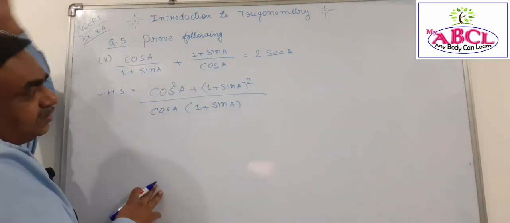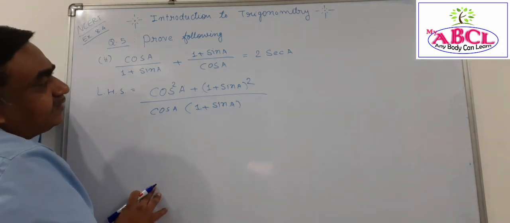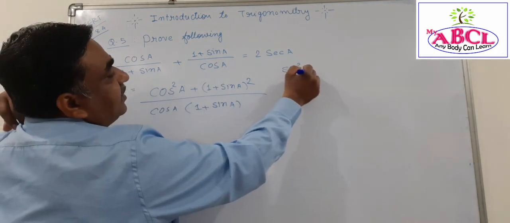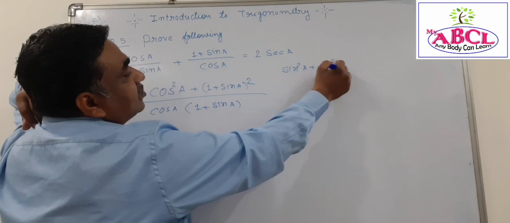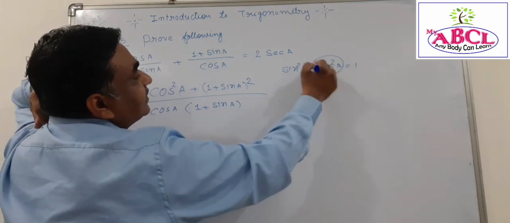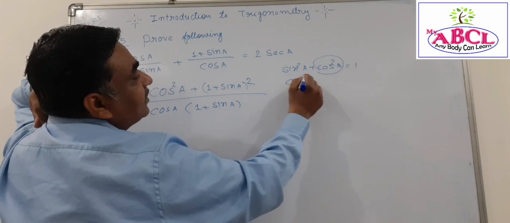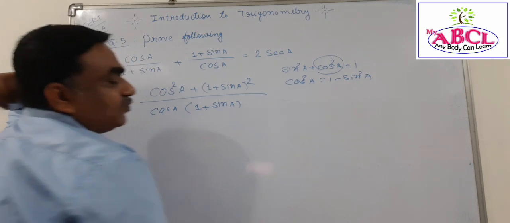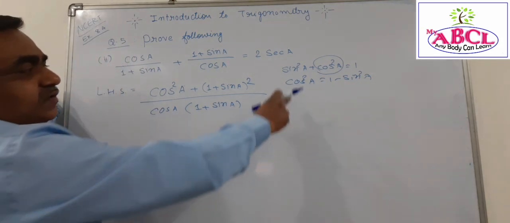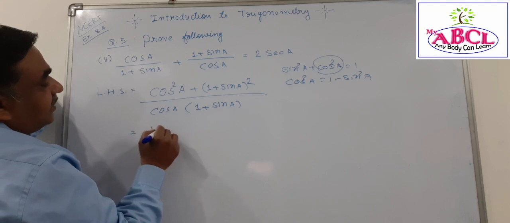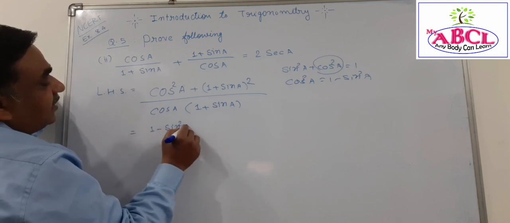So I have one identity with me: sin square A plus cos square A is equal to 1. So if I take the value for cos square A, it becomes cos square A equal to 1 minus sin square A. So I am going to put the value of cos square A from this identity, equal to 1 minus sin square A.